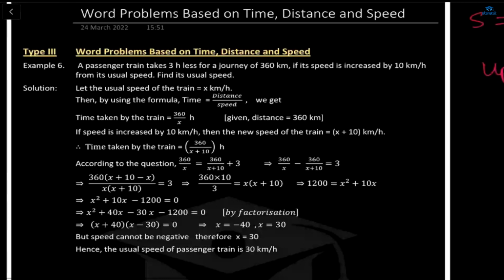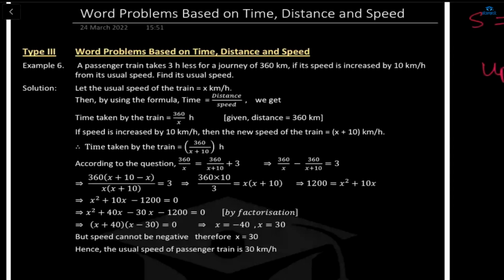A passenger train takes 3 hours less for a journey of 360 kilometer. The journey means the distance is 360 kilometer. If its speed is increased by 10 kilometer per hour from its usual speed, the normal speed at which it is moving, find its usual speed. 3 hours less it will take. So that is what is given.